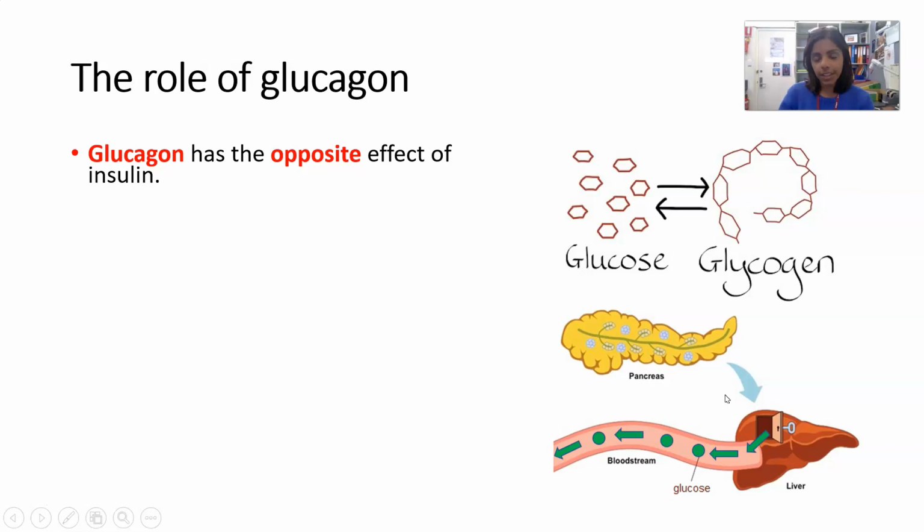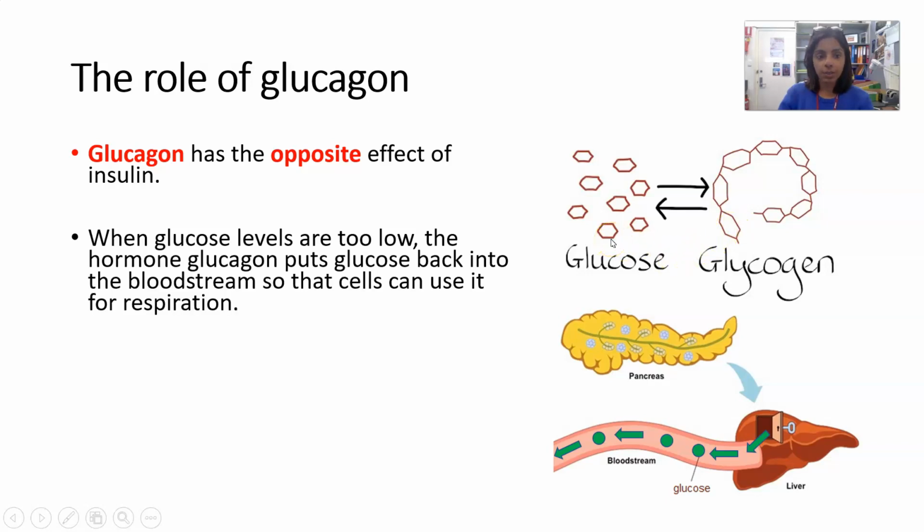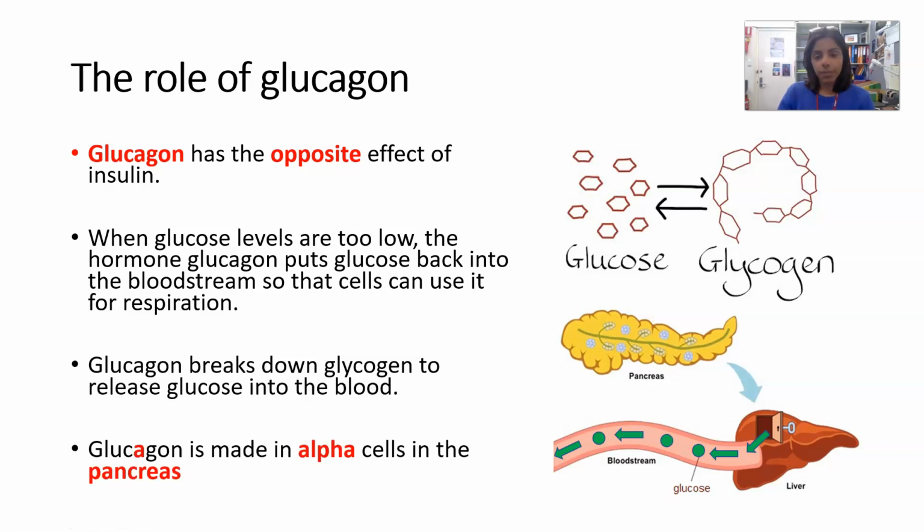So glucagon is another hormone produced by the pancreas, and it has the opposite effect of insulin. So instead of encouraging the uptake of glucose to glycogen, glucagon will break down glycogen and convert it back to glucose. So glucagon is produced by the pancreas in special cells called the alpha cells. Alpha cells are also located in the pancreas, different from beta cells, which make insulin.